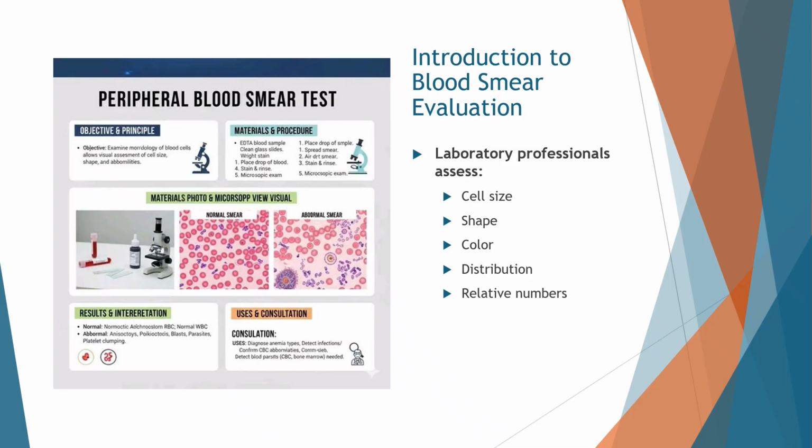The color, hypochromia reflects hemoglobin content. Distribution, are cells evenly dispersed or clumped? Relative numbers, do proportions match physiologic expectations? This is morphology meeting physiology. A CBC gives numbers. A smear explains why those numbers exist.